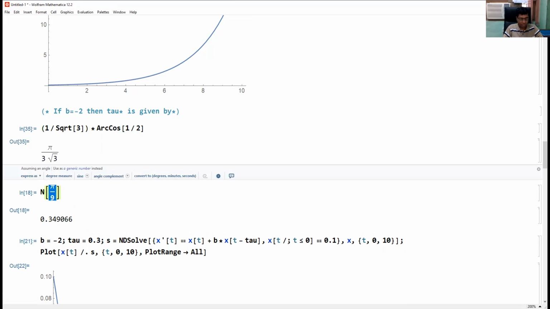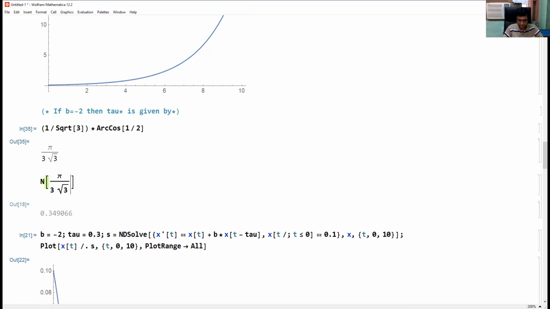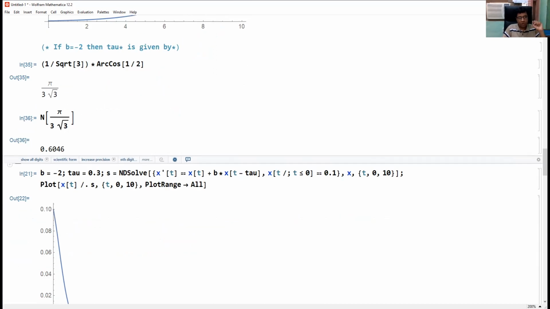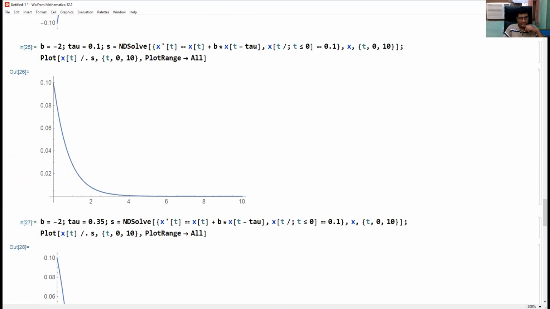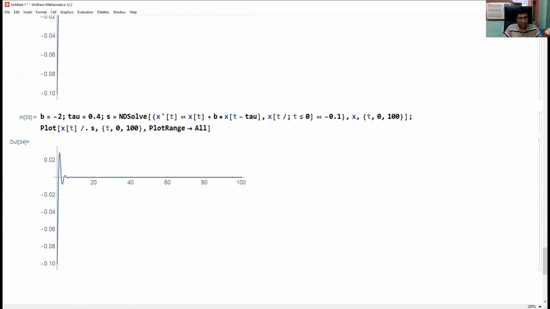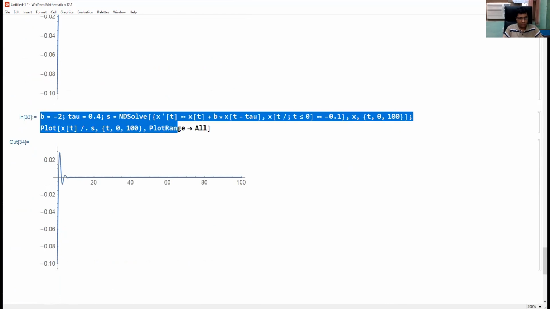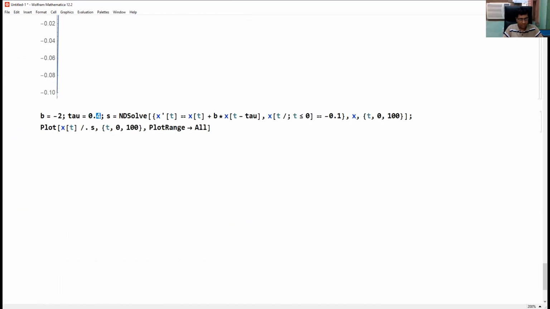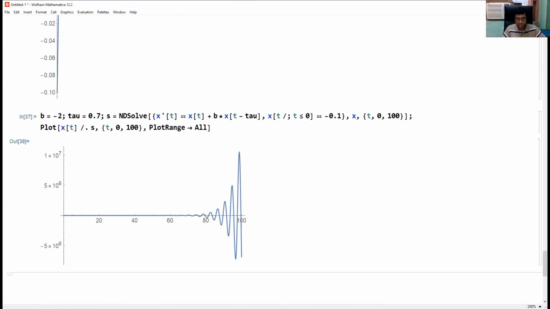Sorry, this is the critical value. I was not getting the correct answers. So it should be 0.6. I can go up to 0.6046 and get stable solutions. Beyond this, we will get unstable solutions. Sorry. So let me take 0.7 so that we can expect unstable solutions. Say 0.7. Now it is oscillating and becoming unbounded.